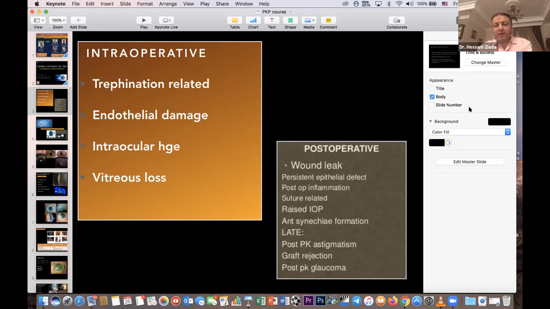Okay, Dr. Gustavo said that we can do the phaco before cutting the graft, but actually if we do a main incision for the phaco probe and side ports for the other probes, wouldn't this interfere after that with a good trephination of the corneal graft? It shouldn't.